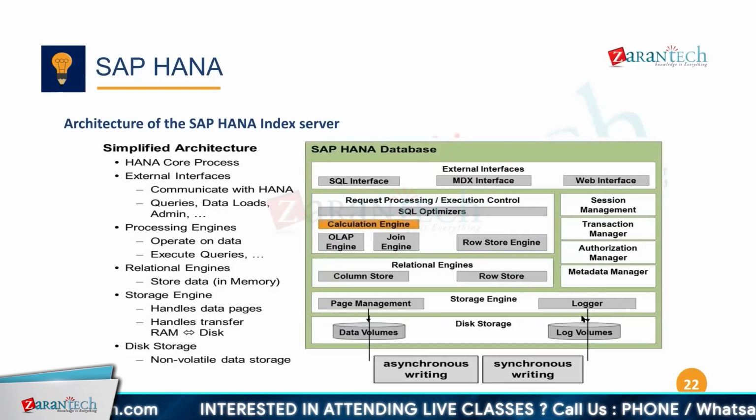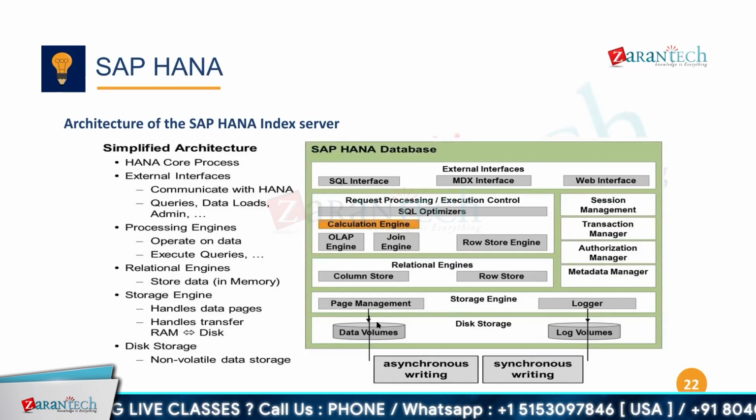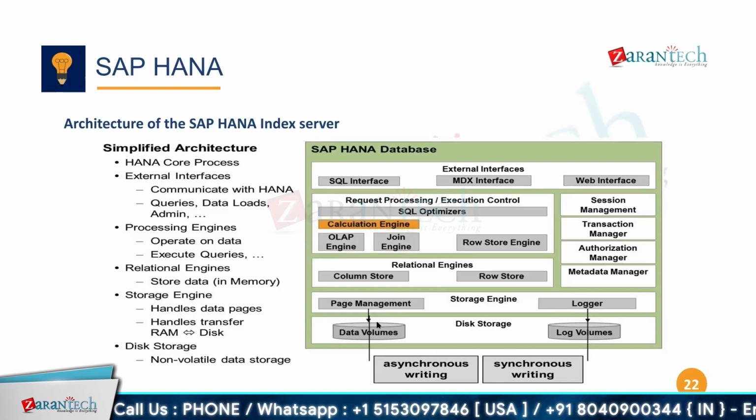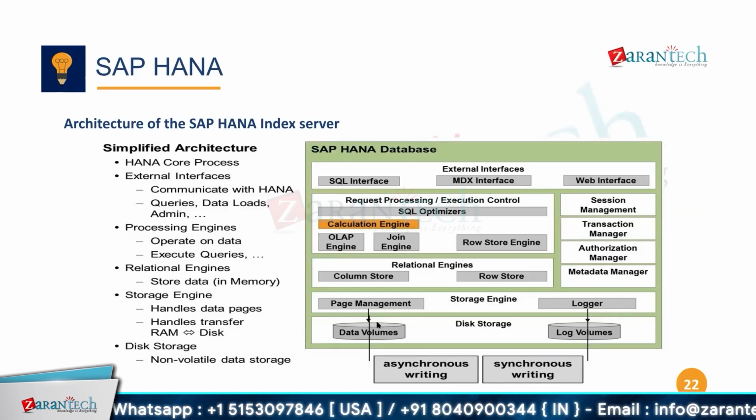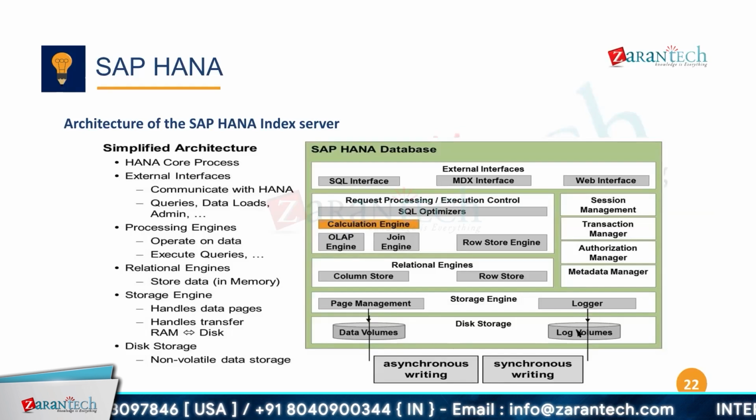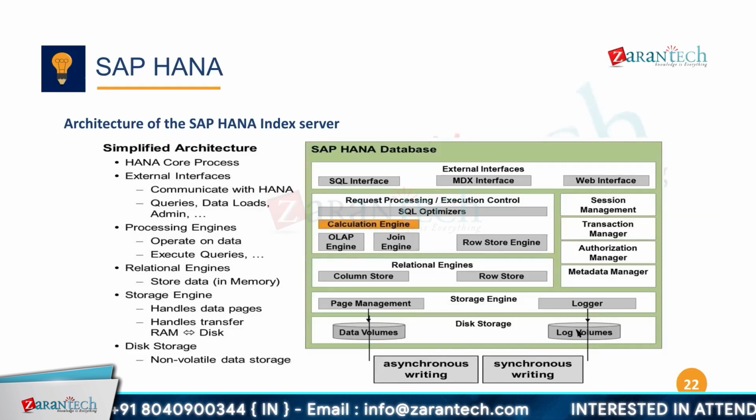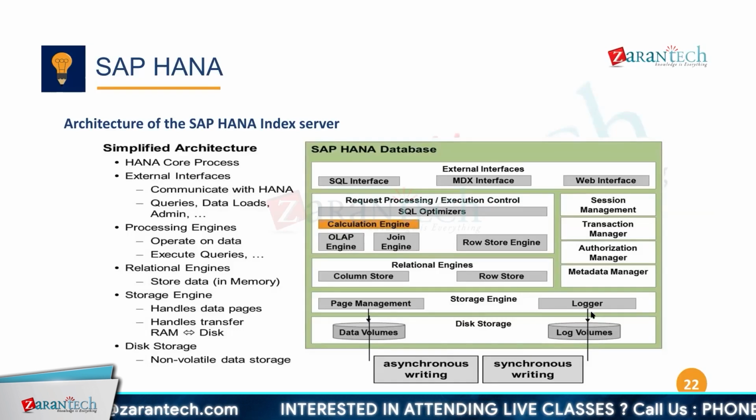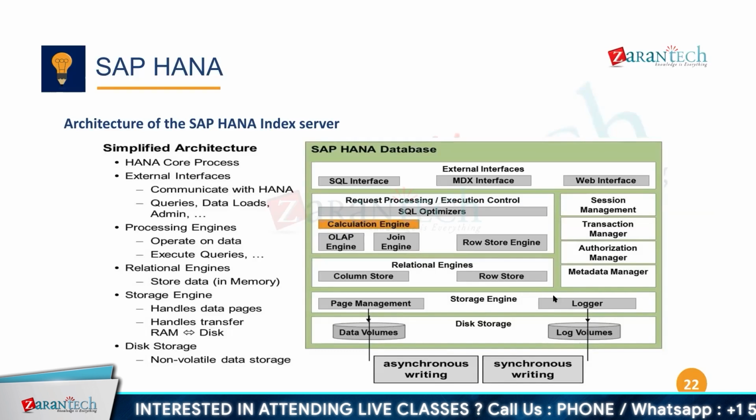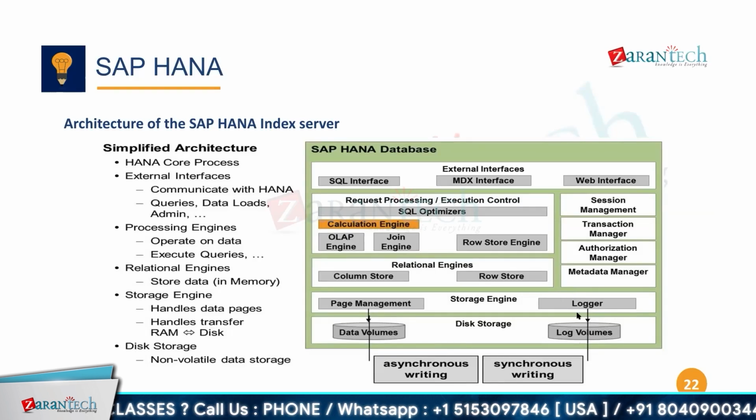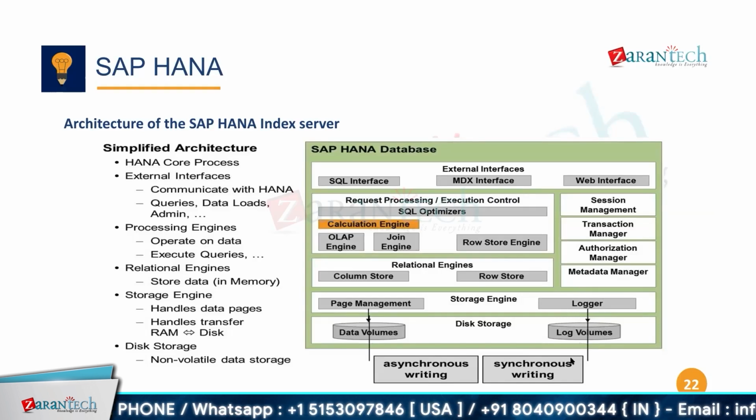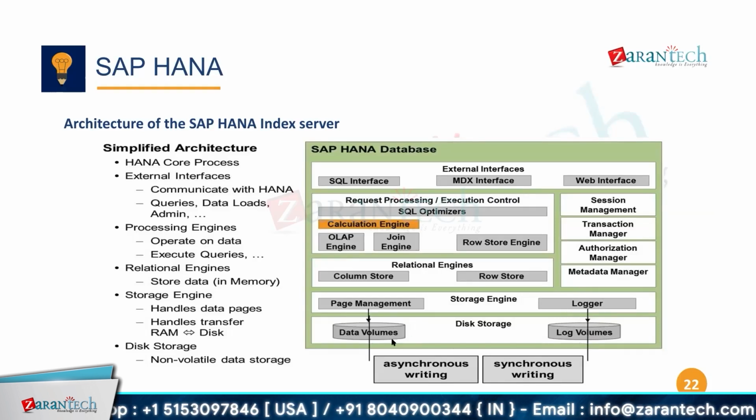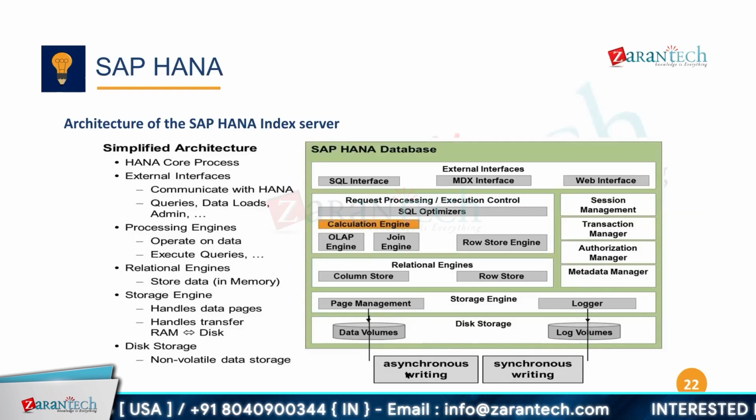Because if there is a power failure, the data volumes writing happens every 5 minutes. What happened to the changes in those 3 minutes? Those changes will be available in the log volumes, so that the system can recover to that particular log immediately when you start it. So the log volumes is synchronous writing. As and when memory changes and computations are happening, it always keeps track of those changes, writing synchronously to the log volumes. This is the difference: asynchronous writing is the data volumes, synchronous writing is the log volumes.